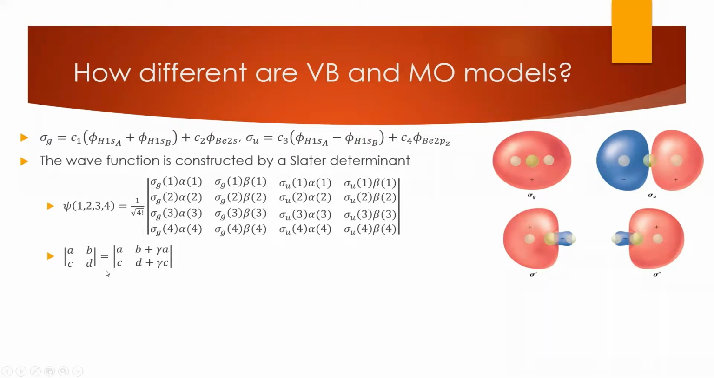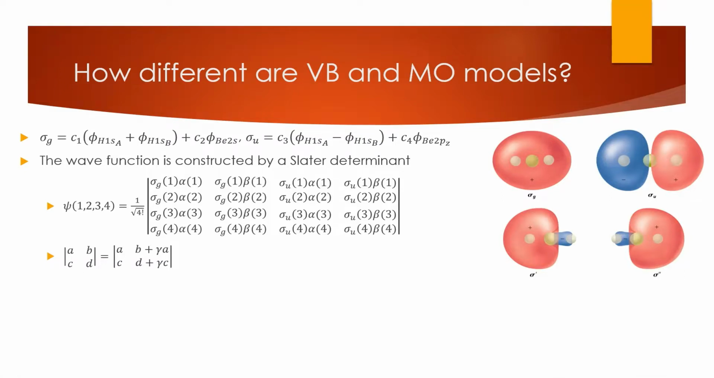The determinant of our 2 by 2 matrix is A times D minus B times C. But what's the determinant of this more complicated matrix? Well, it's A times D plus A times gamma C, and then minus B times C minus A times gamma C. And so that A gamma C will cancel out and the determinant is the same. So what this means for us is that we can add components of one row to another row without changing the determinant of the matrix.